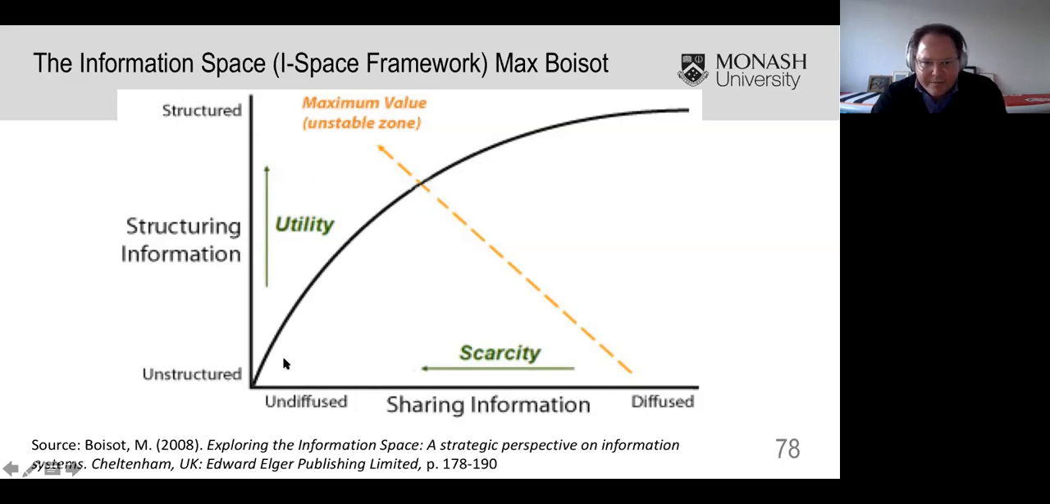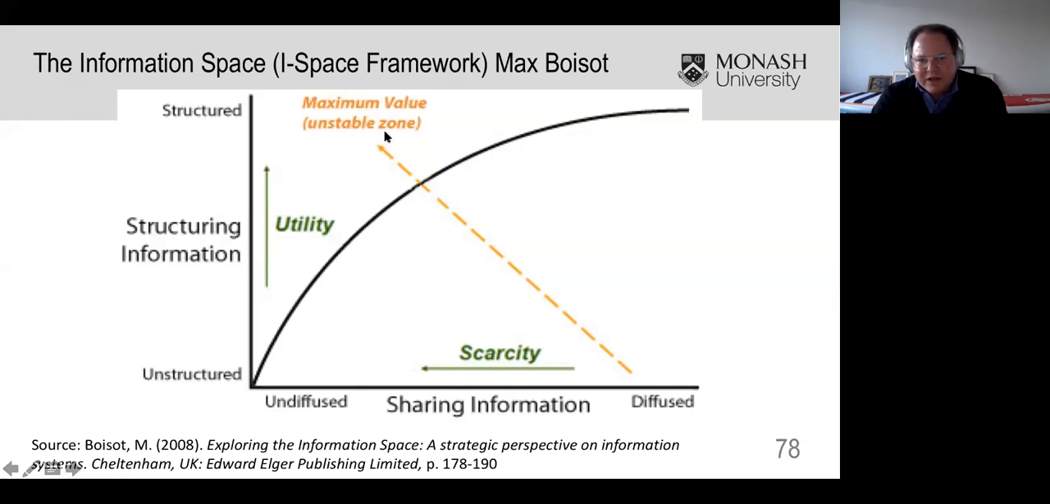The idea here is that the utility of knowledge is increasing, but at the same time, there's a maximum value unstable zone. When you go beyond that, you're basically building unhealthy secrets. And that is what the wonderful video is for. So here you have structured information. Here is unstructured, undiffused, and then here is structured, and utility goes up. And if it's diffused, then you can see how sharing of information is basically perceived.